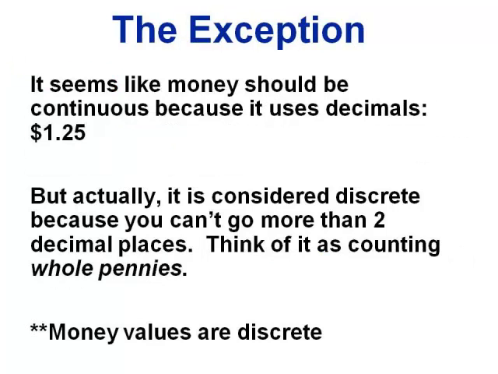You do need to watch out for one major exception though, and that is money. Dollar amounts can be decimals, but they can only go out to 2 decimal places, which means there's still a gap between $1.25 and $1.26, because you can't have $1.25 and a half. So the way to think about this is that you're counting whole pennies. So since you can count the amount, this would actually be discrete.